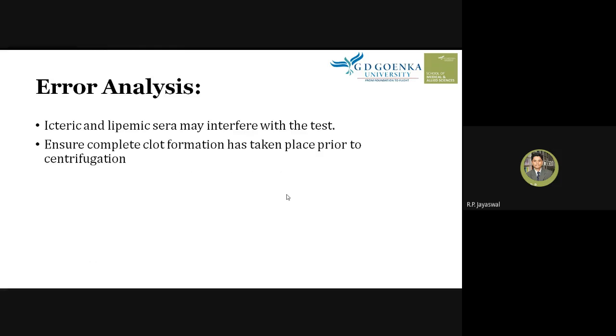So avoid collecting samples in the daytime. Ask the patient to come to the lab in the morning, and the sample should be collected in fasting condition. And ensure a complete clot formation has taken place prior to centrifugation. When we do the centrifugation process to separate the serum, first allow the blood to clot properly, and once the blood has clotted properly, you can do the centrifugation and separate the serum from the top of the blood sample.